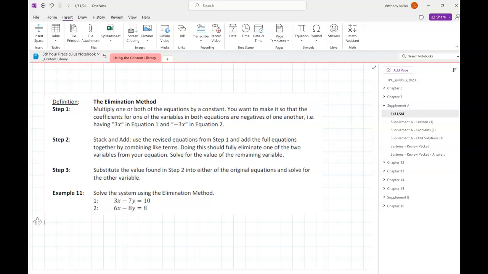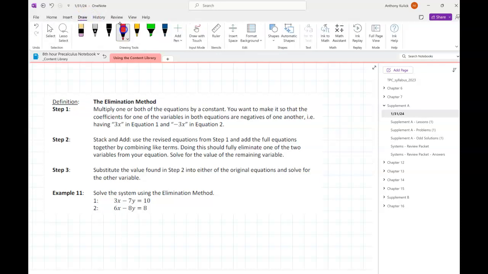So again, the choice in the beginning is I need to choose which variable do I want to eliminate. So look at the two equations, look at the x's and y's, look at the coefficients. Which variable do you suppose Mr. Kulik would suggest choosing to eliminate? X. Because to make 3 and 6 have opposite coefficients, I just need to multiply the first equation by -2. And I don't have to do anything to the second equation.